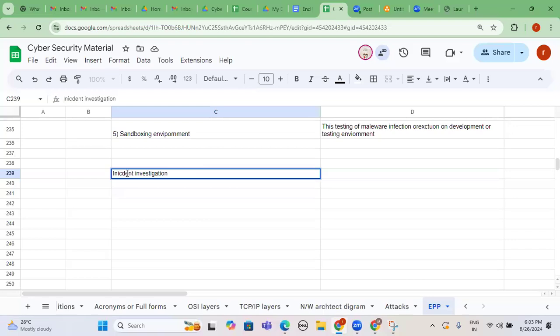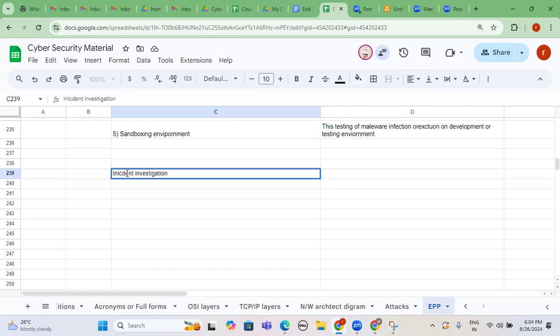Then they will classify the incident as a false positive or a true positive. A false positive is nothing but a fake incident. It has not really happened, but the tool shows that it has happened. That is a false positive. A true positive is nothing but something got compromised already. That is a true positive.